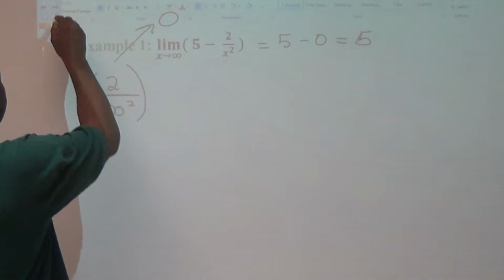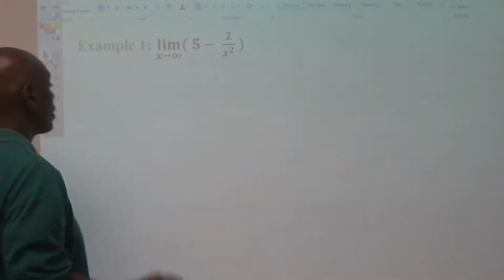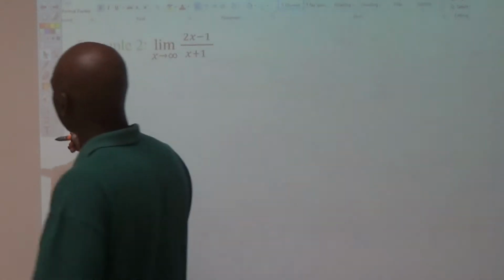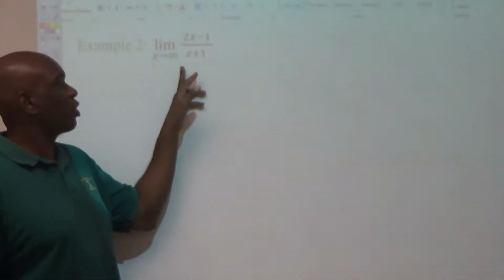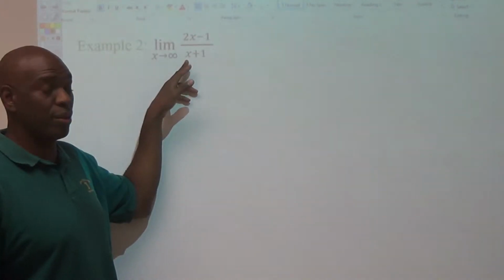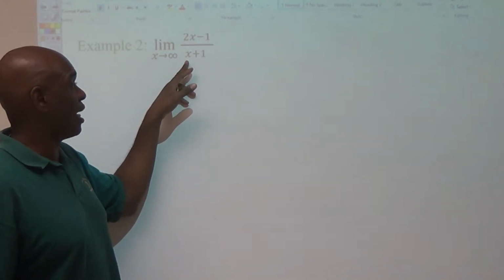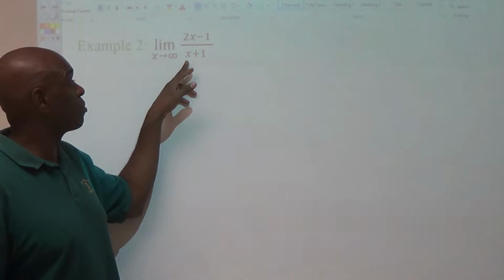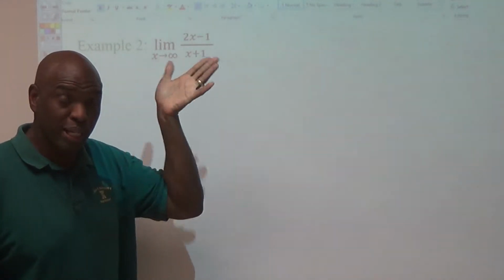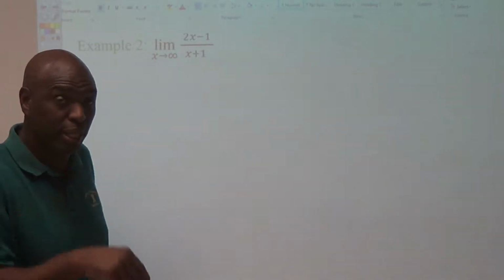Okay? Let's move on. Example 2. Now, we said you ought to multiply every term by the highest power in our denominator attached to the variable. Well, the highest power in the denominator here is x to the power 1. So divide everything through by just x. Let's divide everything by x.